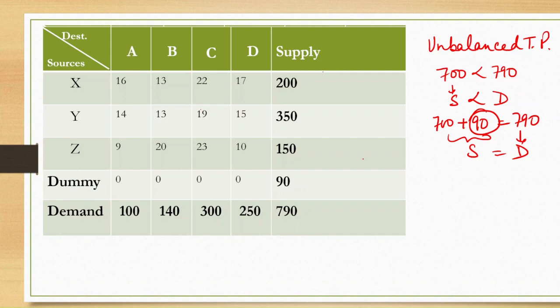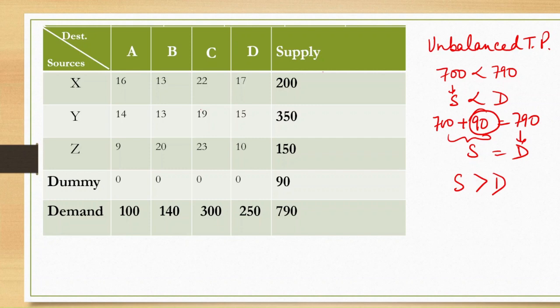What would be the cost in that particular row? The cost for each destination would be 0, because no such source exists, so there would be 0 cost associated with it. Now you can see we have 200, 350, 150, and the last one is 90 for the supply, and there is no change in the demand. In some cases, if the supply is greater than the demand, then we'll be adding a dummy column instead of the row.